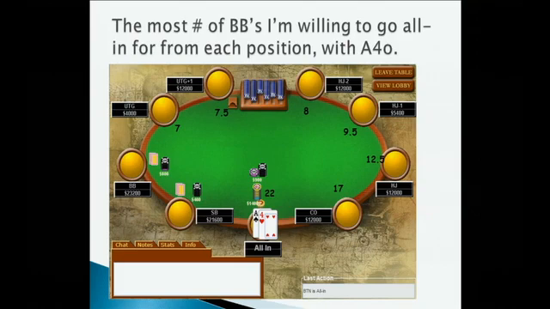Nowadays, I think people are getting closer to Nash, so you can't really be this ambitious anymore. All these numbers should go down a bit. You shouldn't be going all in for that many big blinds. But nonetheless, the graphs illustrate the same point. I wrote down in black how many big blinds I'm willing to risk from each position with ace-4 offsuit. Notice that from the button, it's huge. It's 22. But under the gun, it's a lot smaller. It's only 7.